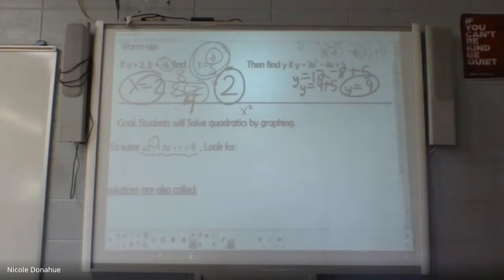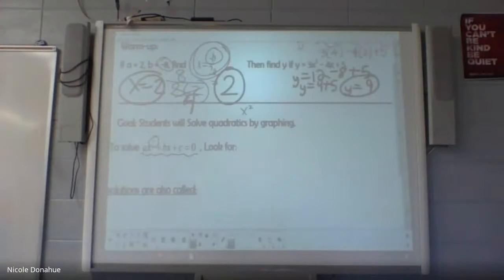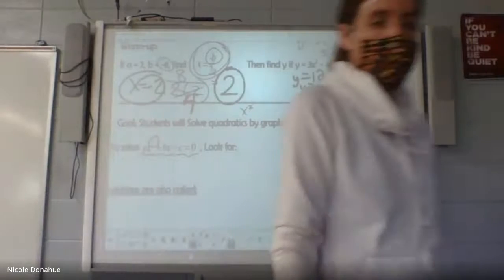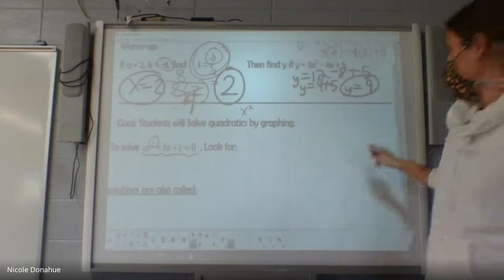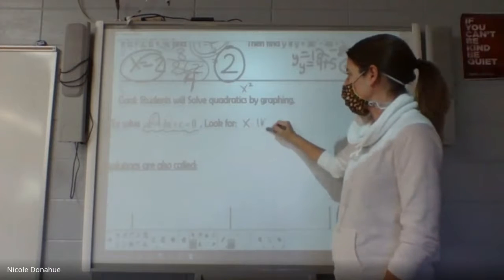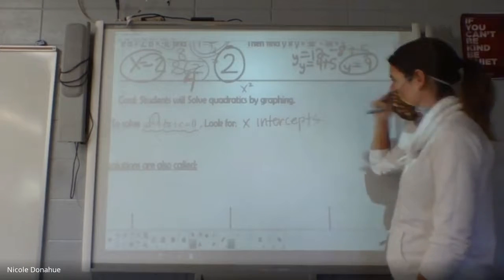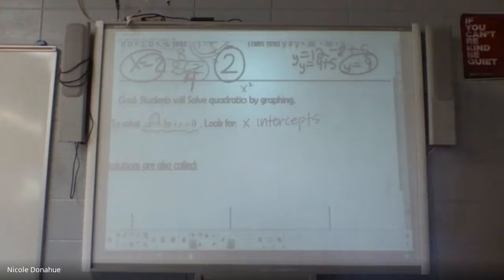We're going to be solving quadratics today by graphing. We're going to also solve by factoring, which we did in algebra. You can solve by square root. We're going to solve a lot of different ways for quadratics. So to solve a quadratic like this, we're going to look today for the x-intercepts.